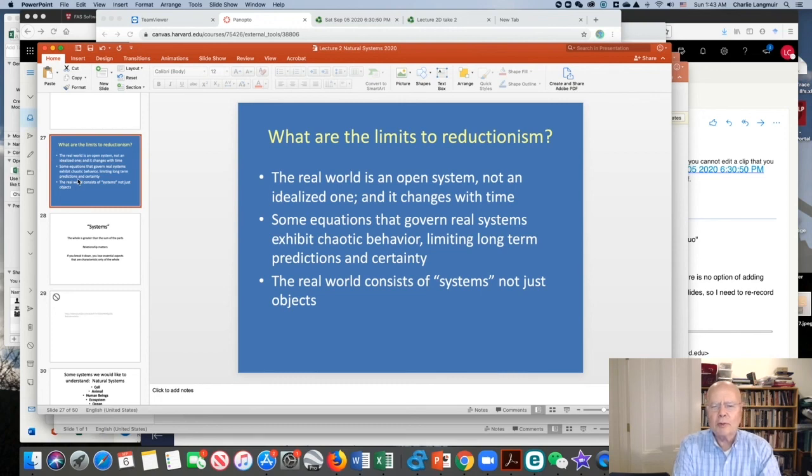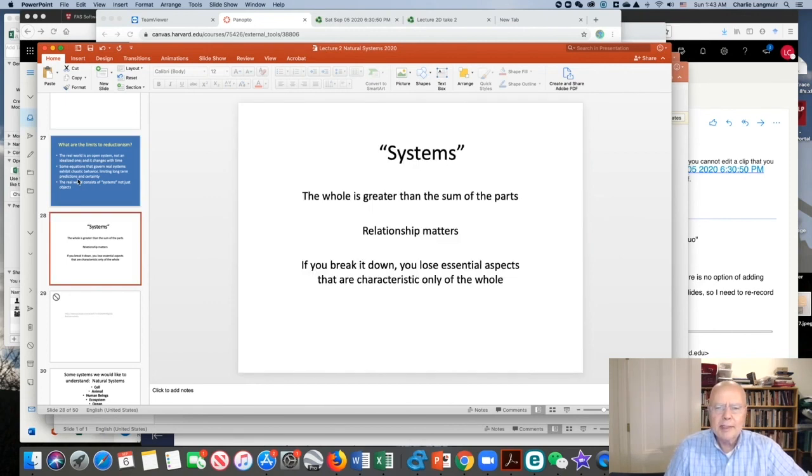The other thing is that the real world consists of systems, not just objects. So what do we mean by systems? In a system, the whole is greater than the sum of the parts. That's because the relationship among the parts determines the characteristics of the system and gives it its meaning. And if you break it down, you lose essential aspects that are characteristic only of the whole.